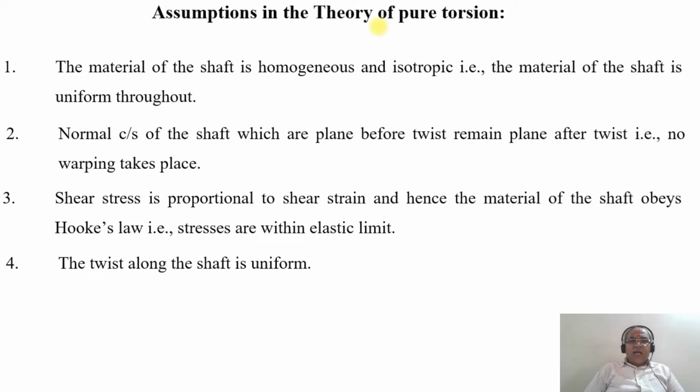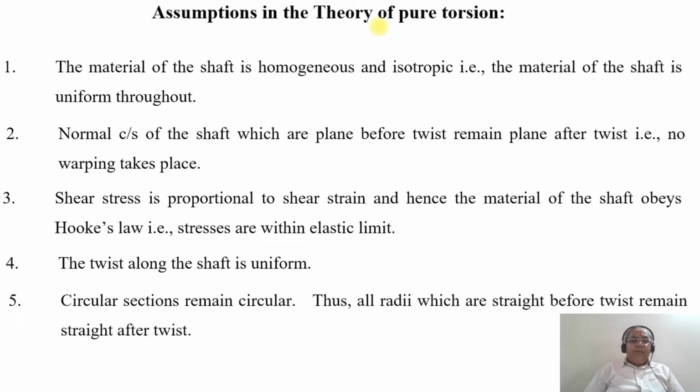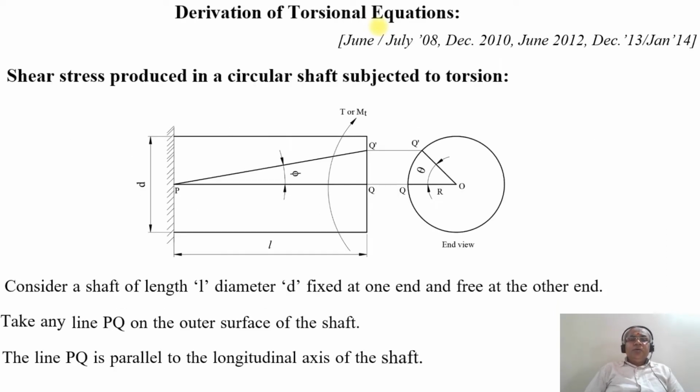The twisting along the shaft is uniform. And point number 5, the circular sections remain circular. Thus, all radii which are straight before twist remain straight after twist. Therefore, point number 6, the torsion is uniform along the length. So next we are going to consider the derivation of the torsional equation.